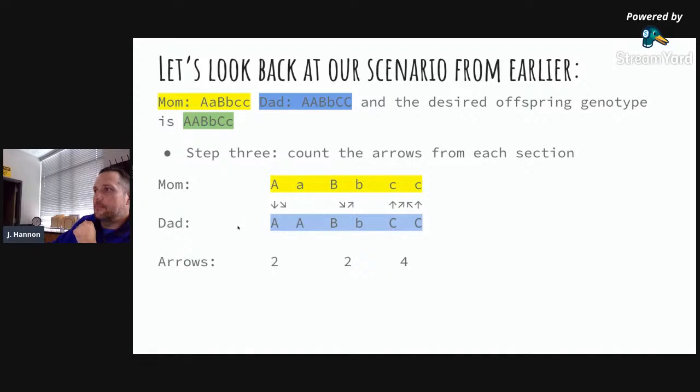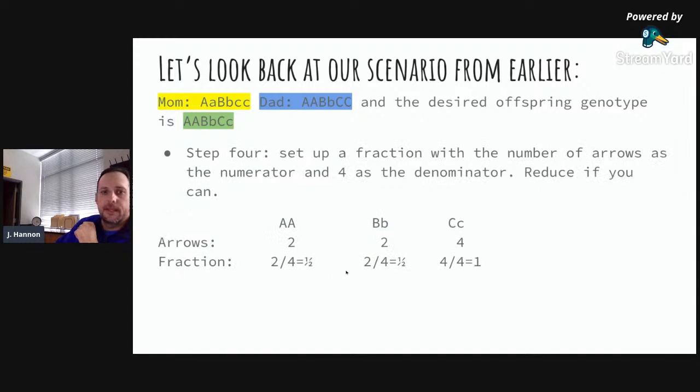Step 3, we're going to count the arrows from each section. In the A section, we had 2 possible pathways, 2 arrows. Same thing for B. Here we had 4 possible pathways to make that happen, so we got a 4 here. Step 4: set up a fraction with the number of arrows as the numerator, the top number, and 4 as the denominator, because we only have 4 possible choices. And then we want to reduce that fraction if we can.